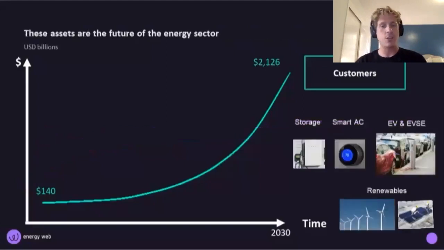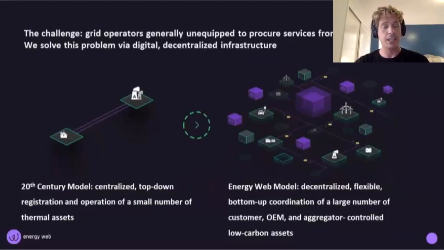And really for us at EnergyWeb, these assets, whether we're talking about stationary storage systems, electric vehicles, electric vehicle charging stations, smart thermostats, heat pumps, large scale solar facilities, rooftop solar facilities, or wind facilities, are going to form the basis of a broadly decarbonized energy sector. The trick, at least from the EnergyWeb perspective, is that in an ecosystem where customers are the primary investors in all of these assets, and those assets form the basis of the grid, grid operators are more or less unequipped to procure services from them.